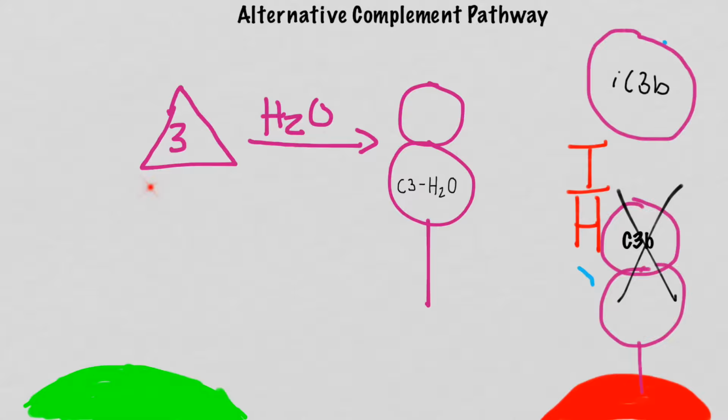Therefore, it doesn't matter that your body is constantly slowly hydrolyzing C3 into C3H2O, which could set off this whole domino effect, because when it's on your own cells, like this cell over here, these inhibitory factors will inhibit the pathway from moving forward. However, if C3b was to land over here on a pathogenic surface, that would be considered an activating surface, which would allow the alternative complement pathway to take place.